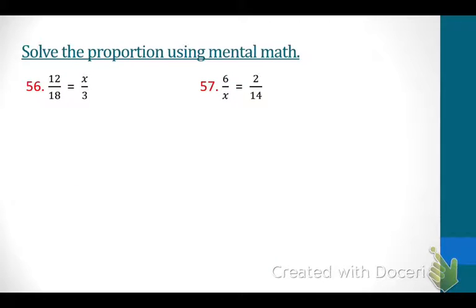Okay, the next one specifically does ask us to use mental math to find the correct answer. Our whole goal is to figure out what the x is. So I have to figure out how to get from a 12 to an x. In order to do that, I've got to see how did I get from an 18 to a 3. Joshua, what did I have to do to get from an 18 to a 3? I have to divide by 6. That's my missing link. So now on the top, I'm going to divide by 6. Just the boys, what is the answer? 2, because 12 divided by 6 equals 2.